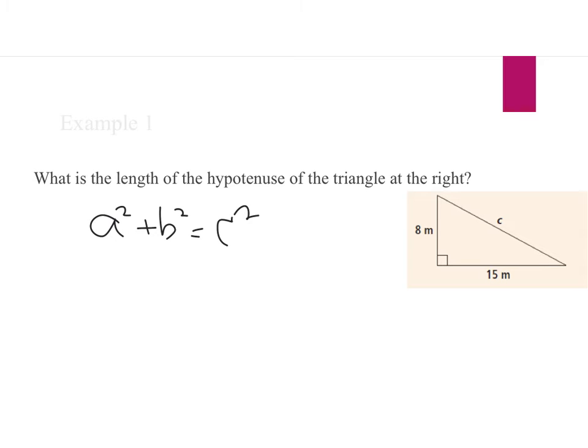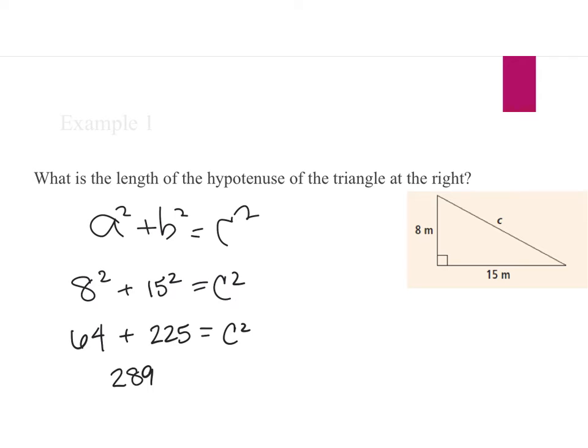When I plug in my numbers, I have 8 squared plus 15 squared equals c squared. When I simplify this, 8 squared is 64 plus 15 squared, this is 225, this is going to give me c squared. 64 plus 225 is 289 equals c squared.